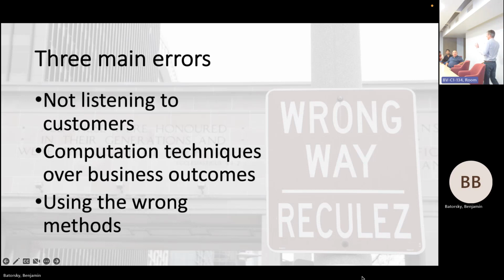I'm going to give you 4 case studies of projects that I've been involved with and how and why they went off the rails. And I think there are general lessons for data scientists as a whole, which I'll talk through. 3 main errors, we'll come back to these later: not listening to customers, and we'll see an example of that actually in the first one and some others. Putting computational techniques over business outcomes, and again, we'll see a little bit more of that. And then using the wrong methods. Now, one of the rules of presentation is you shouldn't introduce new material in the conclusion, but I'm going to do that here, just because I can.